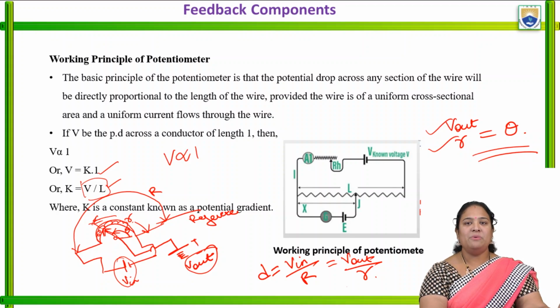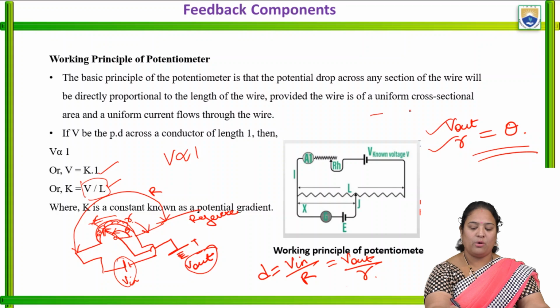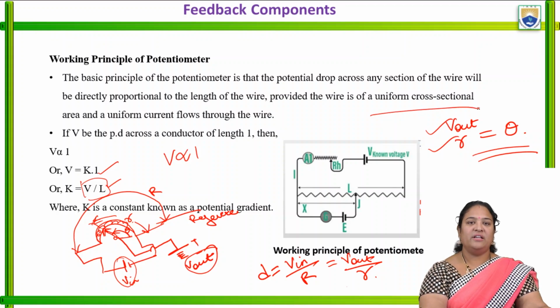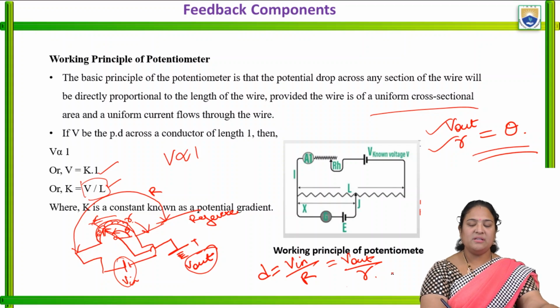That is the principle of the potentiometer. It directly depends upon the potential drop across any section of the wire, which is directly proportional to the length of the wire, providing the wire is of uniform cross section. Right, only when it is of uniform cross section can we find this. So this is how the potentiometer works.